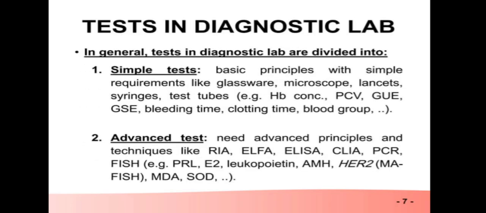Now, what kind of tests can be performed in the laboratory? The general tests that are used for diagnosis are simple tests and advanced tests. In the simple tests, the basic principle is like hemoglobin, PCV, glucose, bleeding time, clotting time, blood grouping. And advanced tests use advanced principles and techniques like RIA, FL, ELISA, CLIA, PCR and FISH tests. These are the specialized tests. For that, special kinds of machinery and perfection are required.